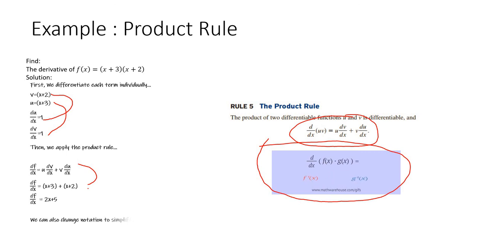And again, we can use our f prime of x equals 2x plus 5 notation as well. And that wraps up section 3.3 for us.